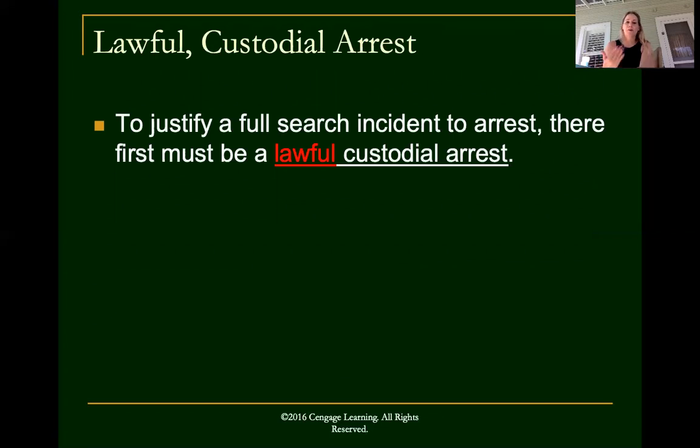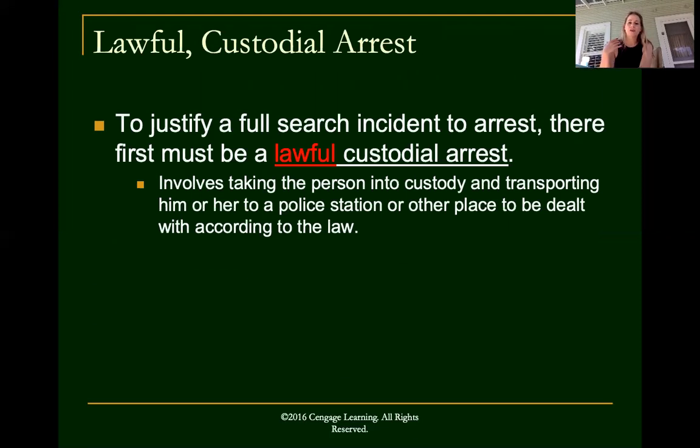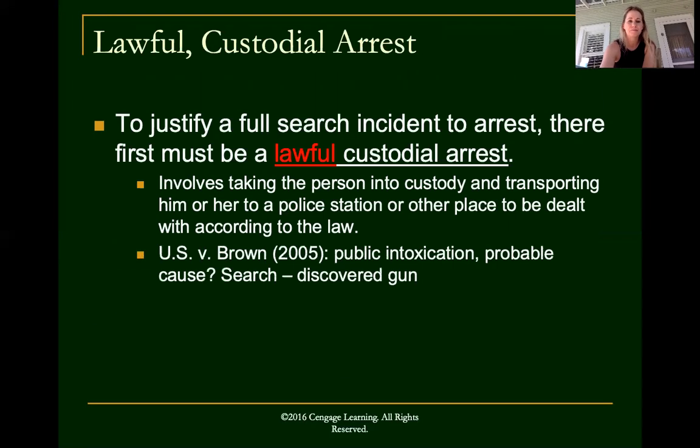All right, so remember, in order to justify a full search incident to arrest, there must be a lawful custodial arrest. So the officer has to intend to take that person into custody. In this case, United States versus Brown, somewhat recent, 2005, a person was arrested for public intoxication, but the officer didn't have probable cause. They suspected the person might be drunk, but they never did a breathalyzer. They never did a sobriety test of any kind. They just simply arrested him.